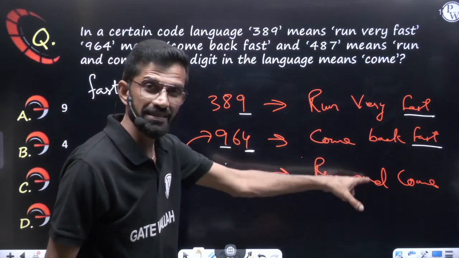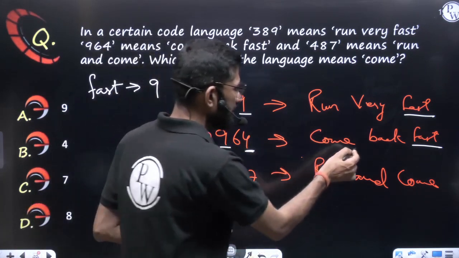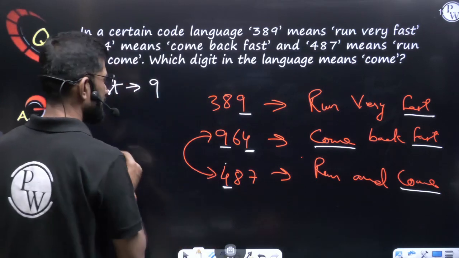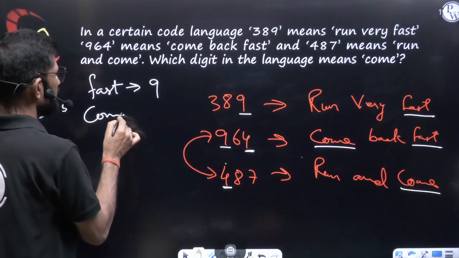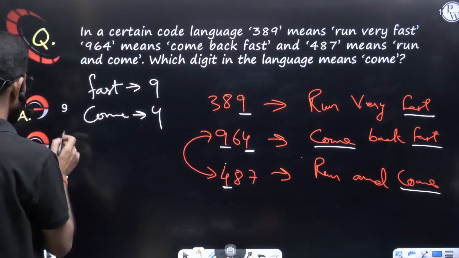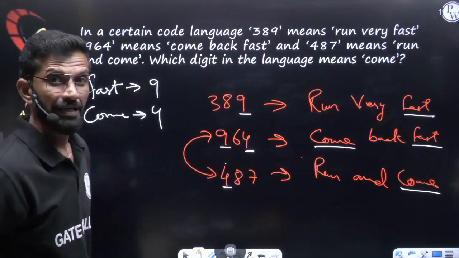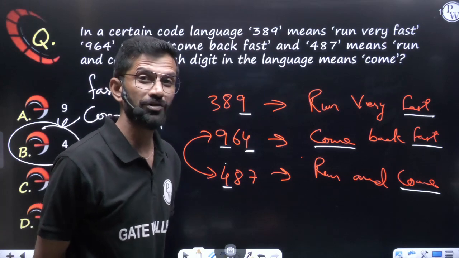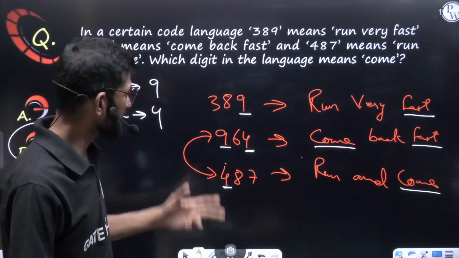Now in the words, if you see what is common, here it is "come", here it is "come". So can I say that for "come", the code used is 4? No doubt we got the answer. For "come", the code used is 4. We got the answer. But we can derive a few more things from this. Can we derive? Let us check it out.